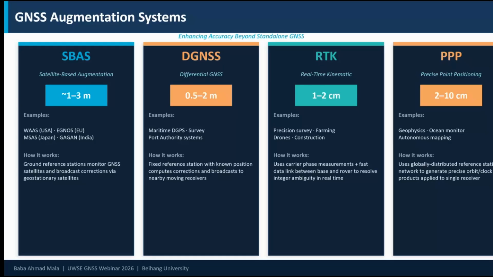Next is real-time kinematic. How it works: it uses carrier phase measurement plus a fast data link between base and rover to resolve integer ambiguity in real time. Precise point positioning takes a different approach. It uses a global network to create highly precise satellite orbit and clock corrections, which a single receiver can use to achieve decimeter level accuracy without nearby base stations.